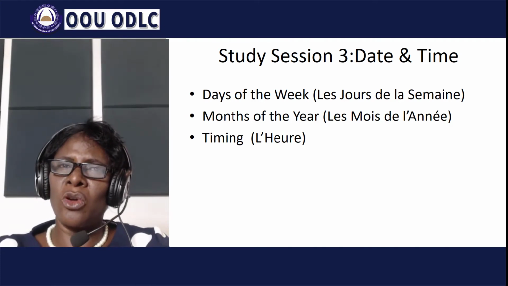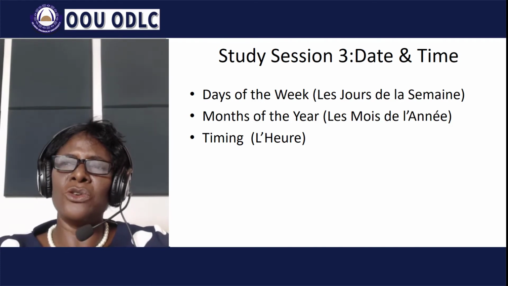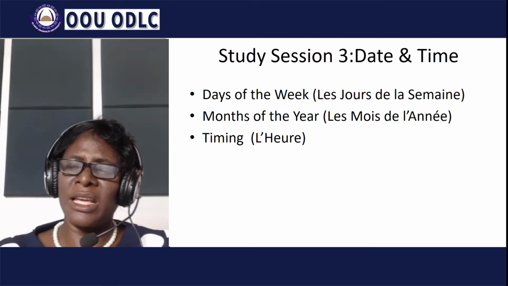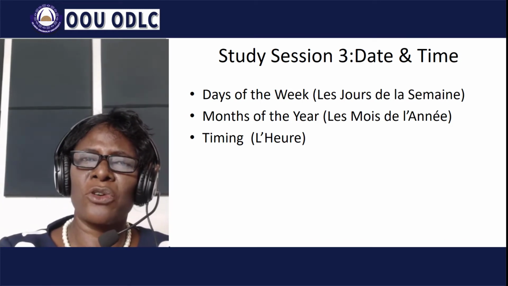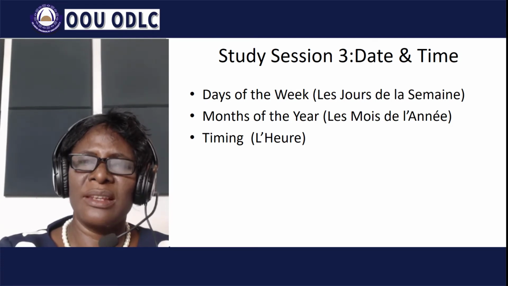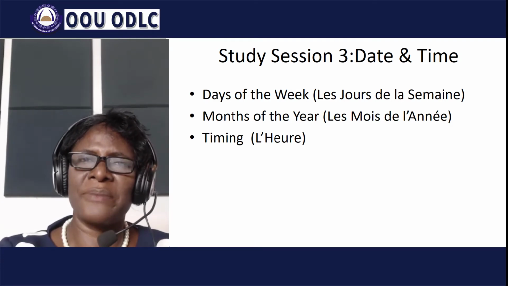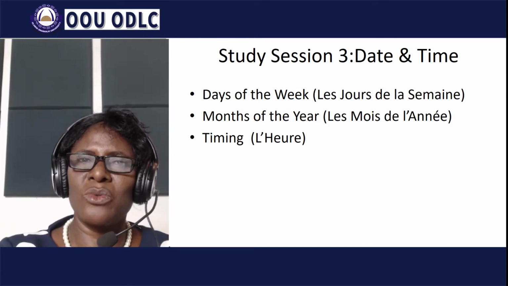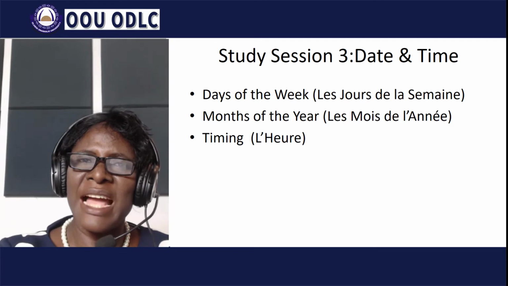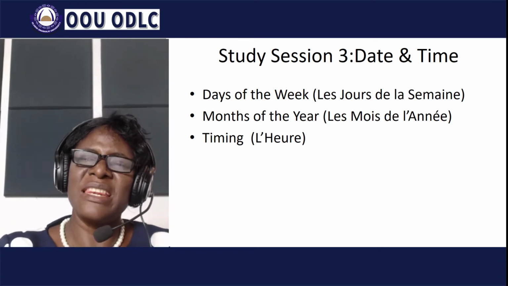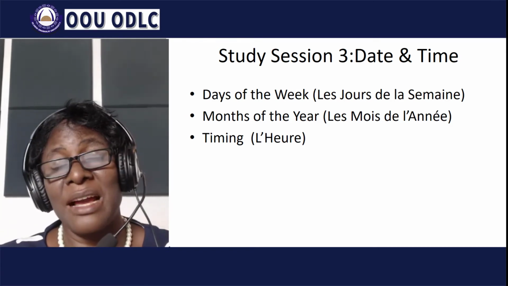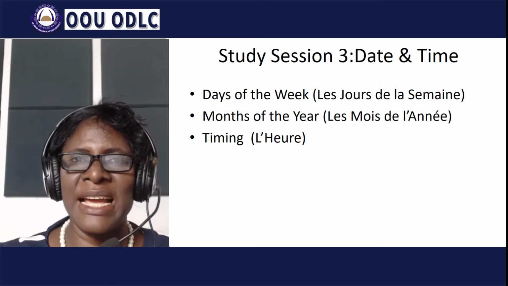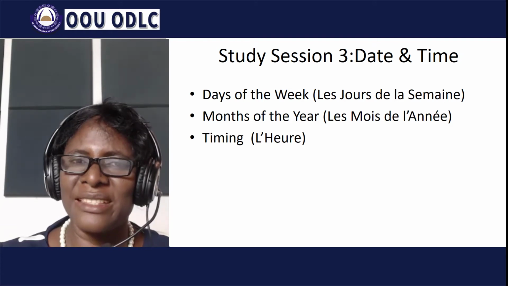If it is 2 o'clock, it becomes 2 heures. 3 o'clock becomes 3 heures. 4 o'clock, 4 heures. 5 o'clock, 5 heures. Like that. Now, I hope you have not forgotten we learn about time and date here, and we need our numbers to express our time and date.